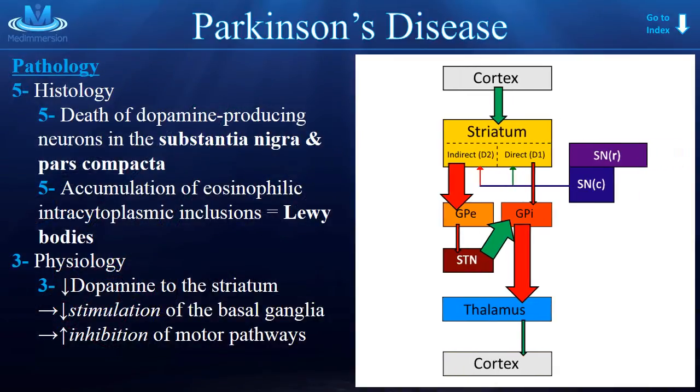So now, does that last bullet point make sense? Decreased dopamine to the striatum leads to a decreased stimulation of the basal ganglia or the striatum, whether it be a decrease in the stimulation of the dopamine 2 receptors or a decrease in the stimulation of the dopamine 1 receptors. Both pathways ultimately lead to an increase in the inhibition of the motor pathways.